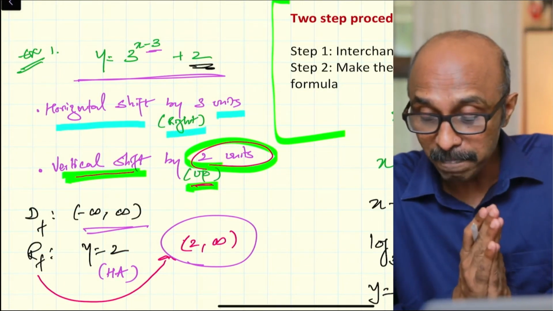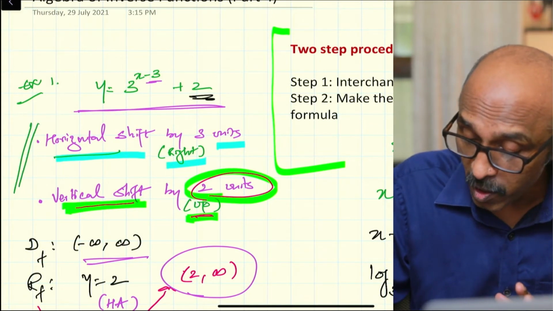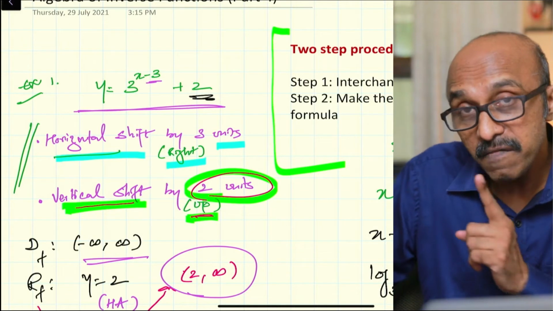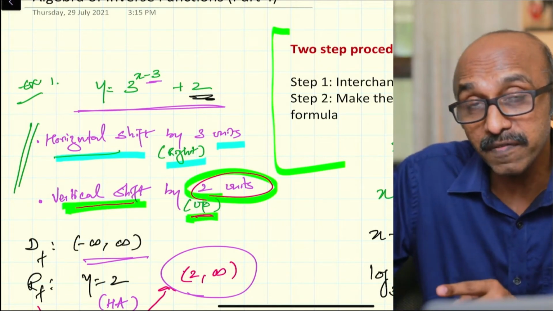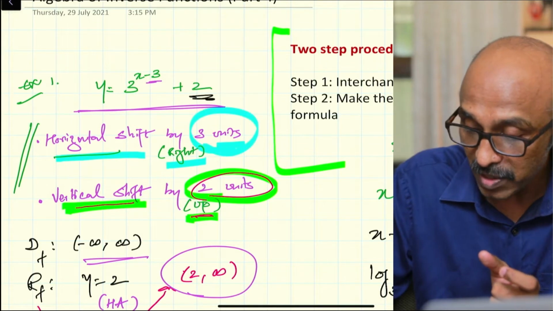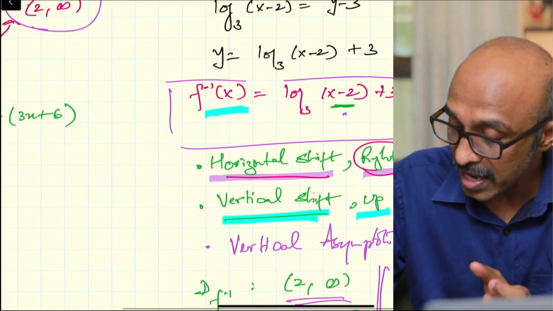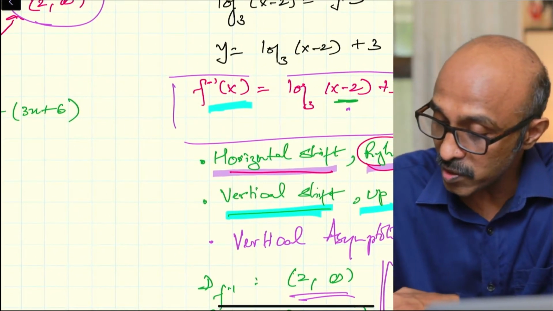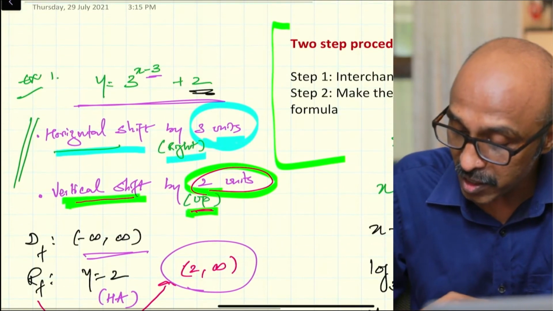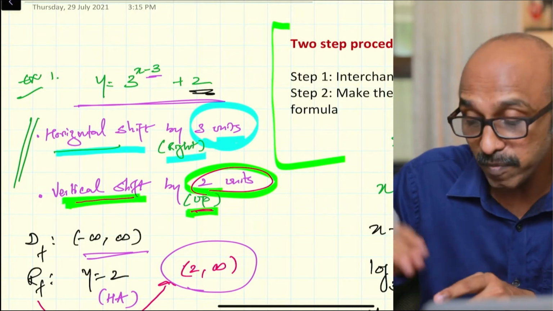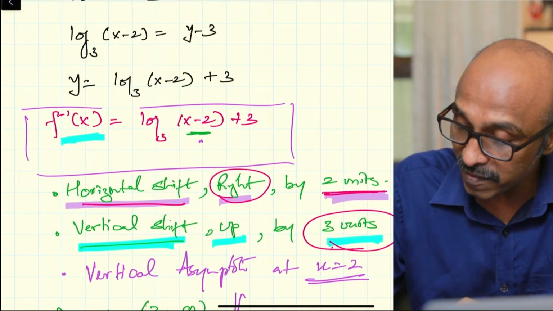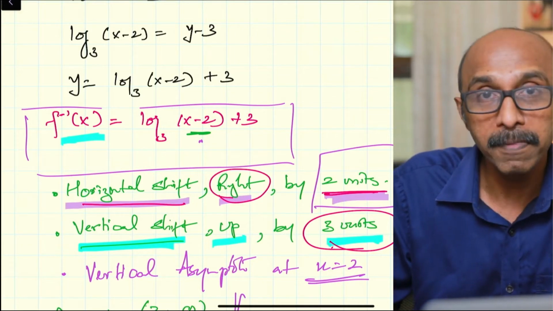What does that mean? Let's take a closer look. Where the original function has a horizontal shift, the inverse function is going to have a vertical shift. Same units. Horizontal shift, we saw that it has by 3 units. The inverse function, vertical shift by 3 units. Can you see that? And where the original function had a vertical shift by 2 units, the inverse function has a horizontal shift by 2 units. Do you see that?